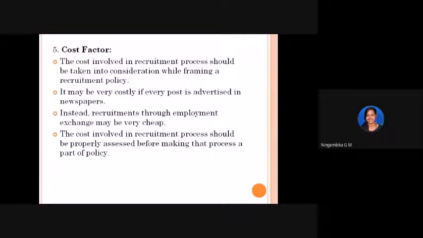The next one is cost factor. The cost involved in the recruitment process should be taken into consideration while framing the recruitment policy. If you are looking for a profile outside the organization, it will incur a huge cost, whereas inside the organization the cost might be controlled. It may be very costly to look for a person outside, because the organization needs to advertise in newspapers, media and job portals, which incurs a separate cost. Recruitment through an employment exchange may be very cheap. The cost involved should be clearly assessed before making any part of a policy.